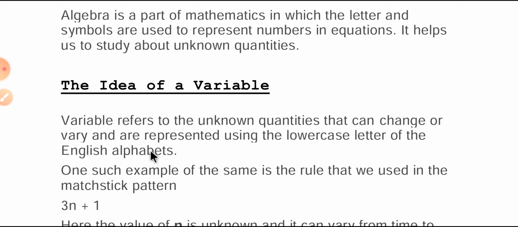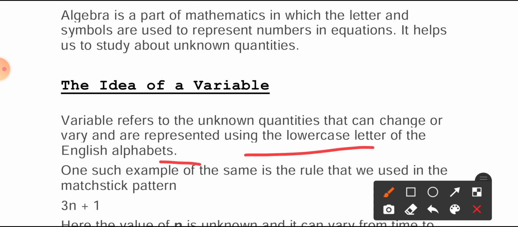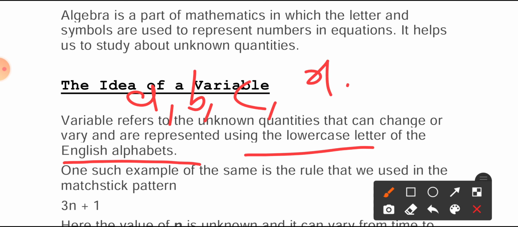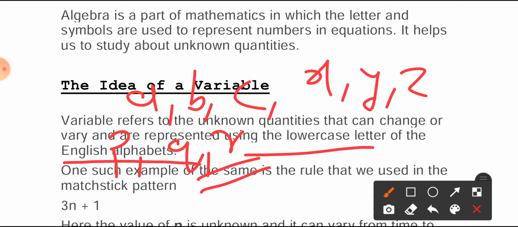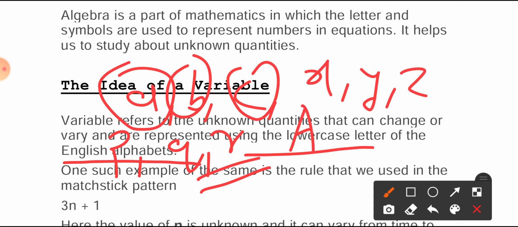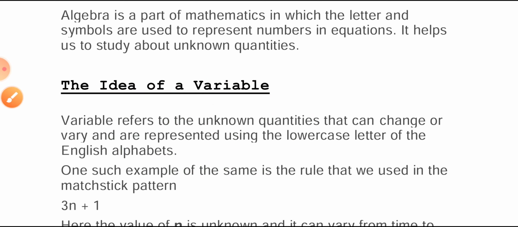So variable, it is an unknown, which means which is represented by the lowercase letter or the English alphabets like ABC, then XYZ or PQR. Means from all the 26 alphabets we can use the variable by any of the lowercase letter. Lowercase means the small letter, and uppercase means the capital letter. So here we are using only the lowercase letters or English alphabet.